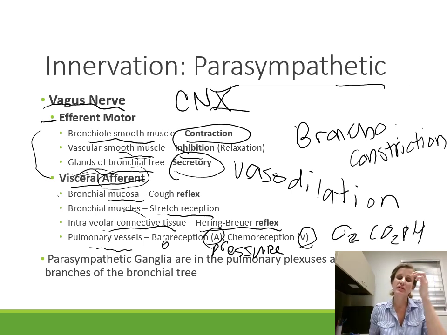When we look at the parasympathetic innervation of the lungs and the vessels and the bronchi, the ganglia, right, the parasympathetic cell bodies are in the pulmonary plexuses that are along and following the branches of the bronchial tree. Okay, so the initial cell body is in the brainstem, and the fibers go down to the parasympathetic ganglia, these pulmonary plexuses, and then the postsynaptic fiber will go to the target cell.